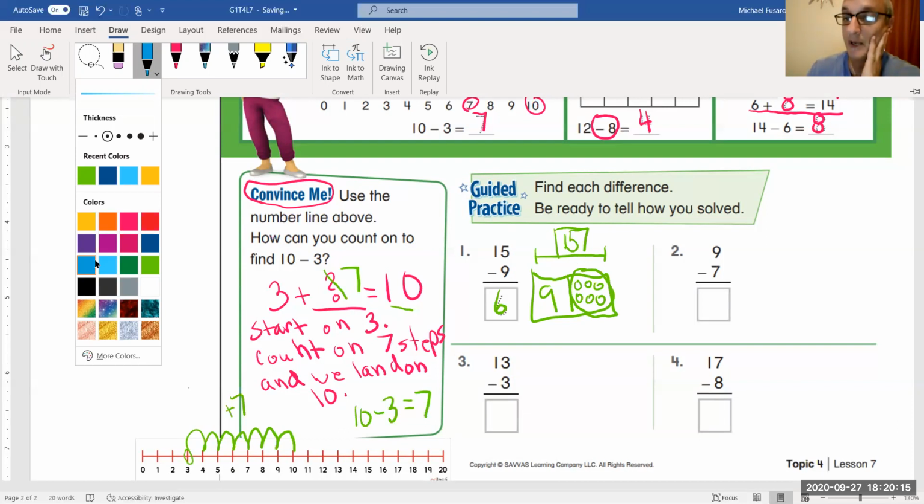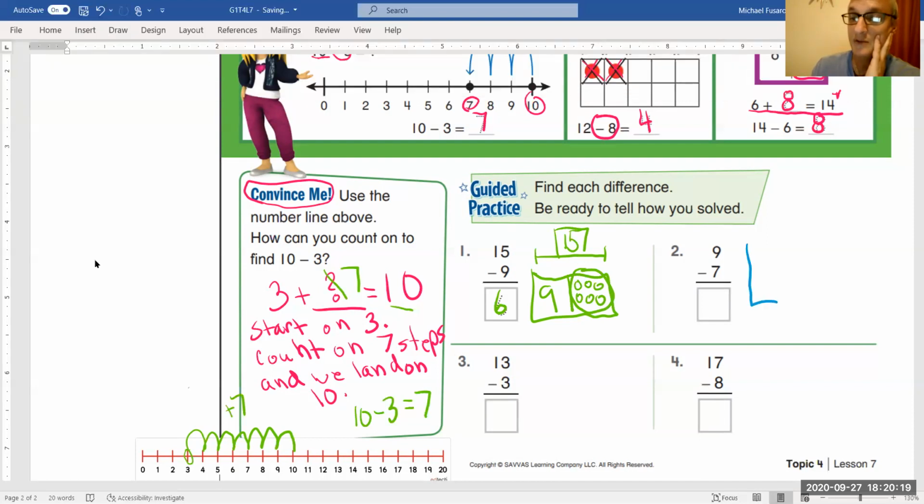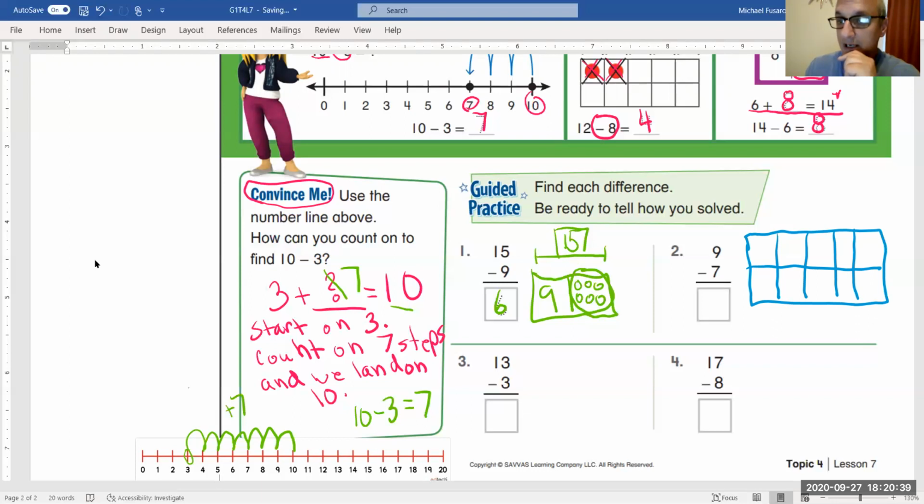This would probably be a good way because we have a number that's less than 10. Maybe we could use a tens frame. So in this case, we only need one 10 frame. Bonus points if you can tell me why we only need one 10 frame. Exactly, because neither number is bigger than 10. So we only need the 1. So let's go ahead and draw circles in here. So 9 circles, 1, 2, 3, 4, 5, 6, 7, 8, 9.